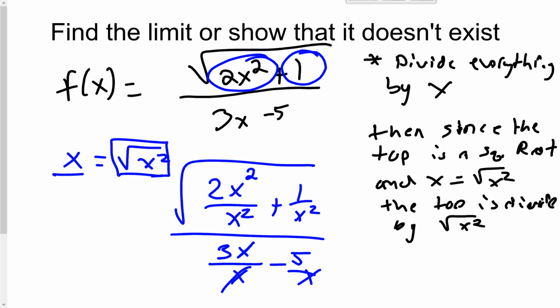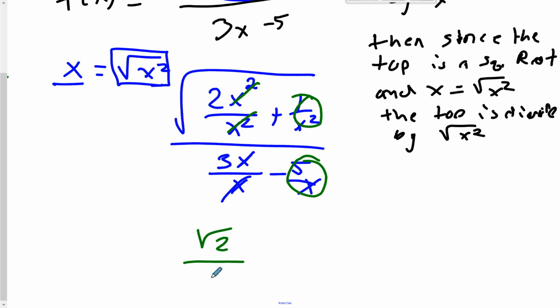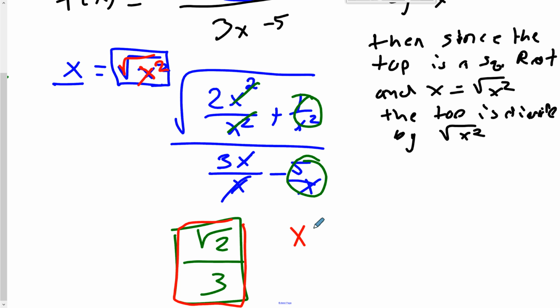So now, as you take the limit of this, because my x is getting bigger and bigger, this is going to go to 0. This will go to 0. These will cancel. I get square root of 2 over 3. So I get this answer. The only thing we have to watch out for here is that because we're taking x squared and square rooting it, that leaves a possibility of both plus and minus. So this would be our answer if x is positive, so if x is greater than 0.